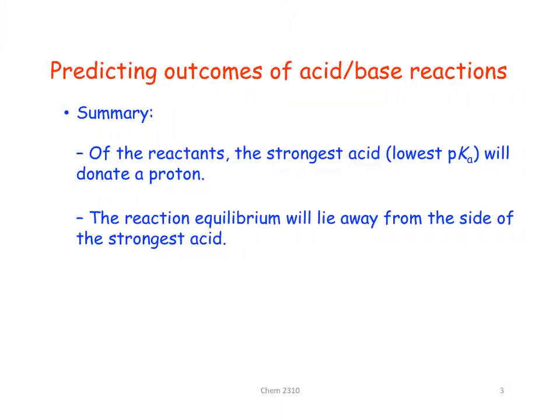Okay? So let's just summarize. So of the reactants, the strongest acid, the one with the lowest pKa, will donate a proton to the base. All right? Once we figure this out, we can then draw the products, right? So then we look at the strongest acid on the product side, and the reaction equilibrium will lie away from the strongest acid.